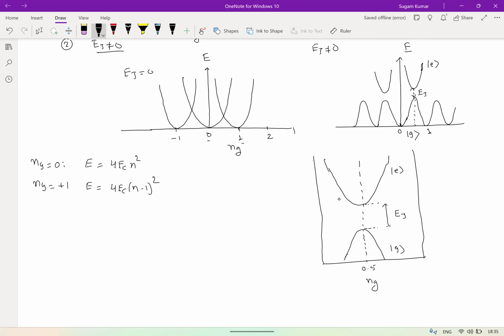Now, what I'm trying to convey here is very simple. Even if you forget about this whole graphical part, the message I want to give you is the following. You can see this is the 0 energy, and here it is 0.5. If you change this Ng, either to the right side or the left side: at Ng equal to 0.5, delta E, that is E01, is the minimum, equal to EJ. But as soon as Ng changes from 0.5, delta E is going to be more than EJ.